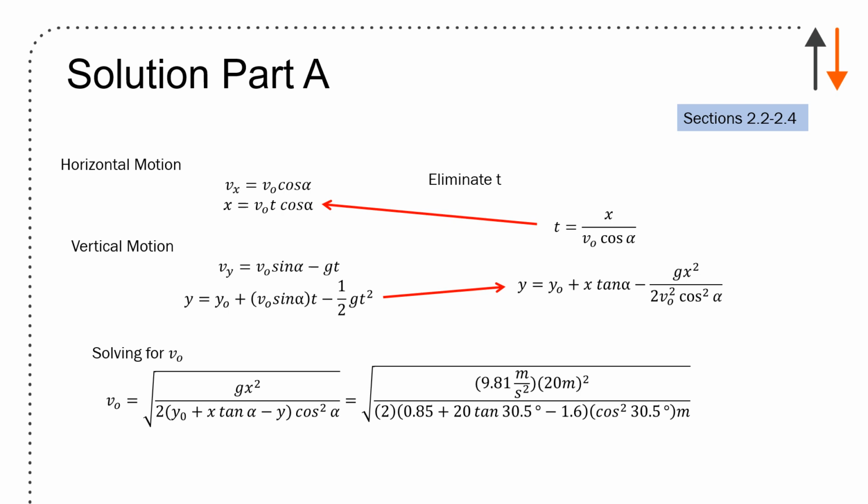You can solve for V naught from that, and all of the terms are given. You have x, you have y naught, you have alpha, which is the initial angle, and y. So you substitute all the terms in, and once you do that, you have initial height of 0.85, final height of 1.6, you have 20 meters, and everything works out. You get an answer of 15.48 meters per second. And again, sections 2.2 and 2.4 in our text.